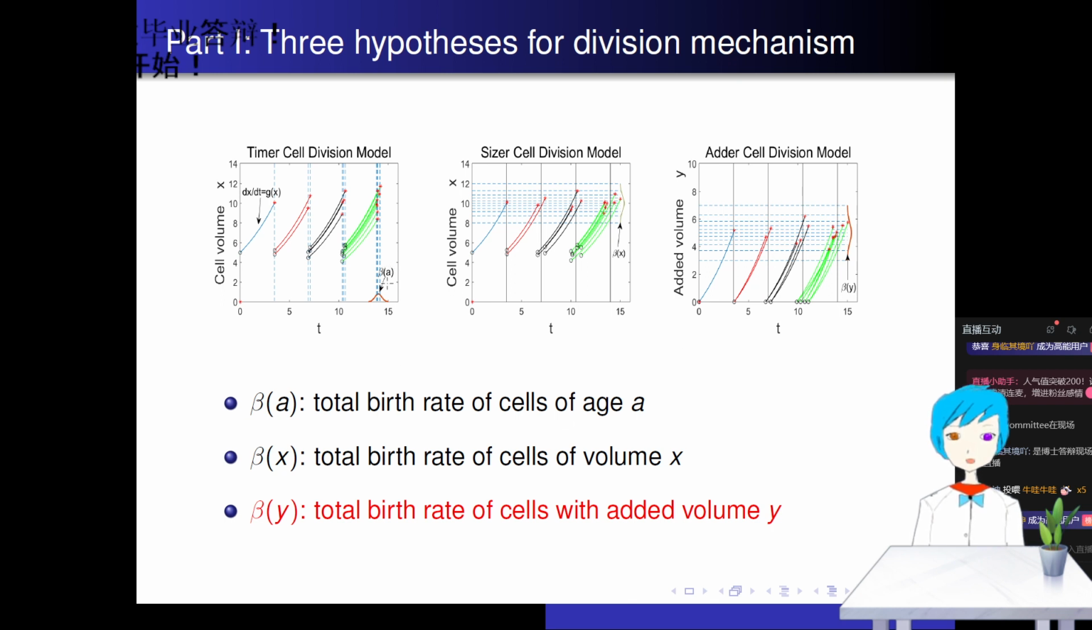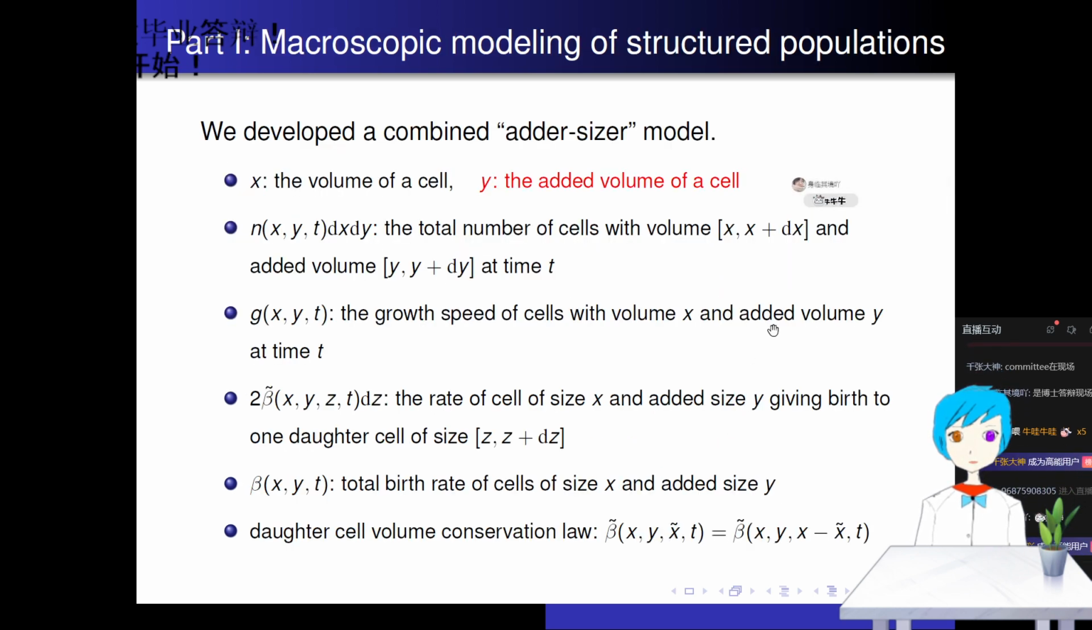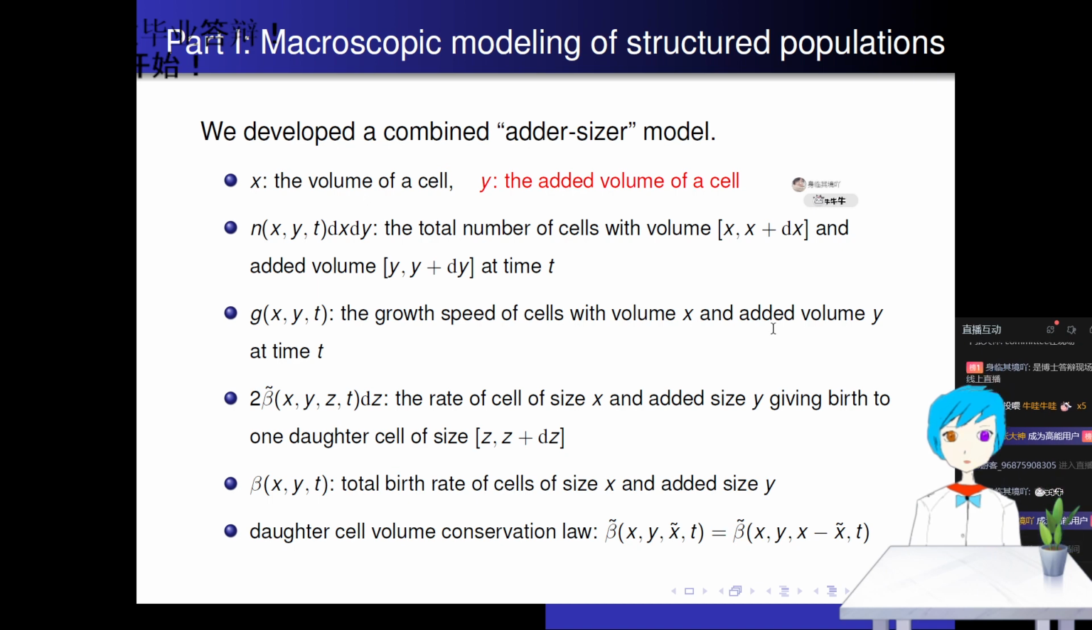So there are mathematical models for the first, timer mechanism, and the second, sizer mechanism. The division rate can be a function of age as well as size. But there are few mathematical models to explain this adder mechanism. Therefore, we wish to construct a mathematical model to explain this adder mechanism. We developed a combined adder-sizer model because in order to track the added volume, we must also track the volume of the cell.